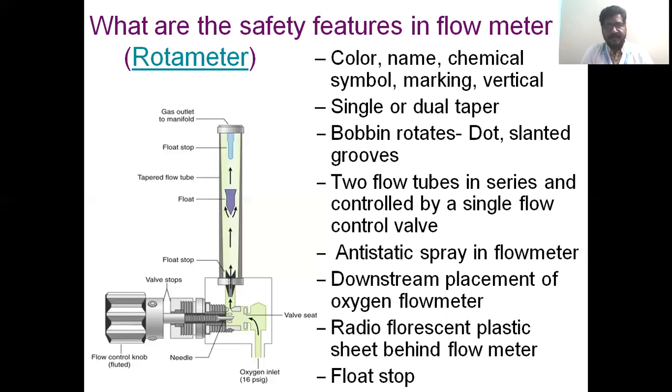In case there is a power cut at night time, we can see the translucent or fluorescent flow meter, and we have a float stop.